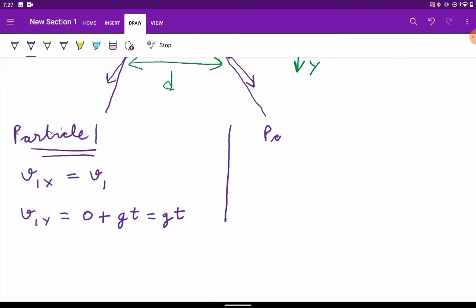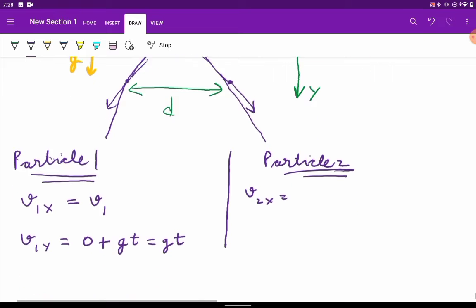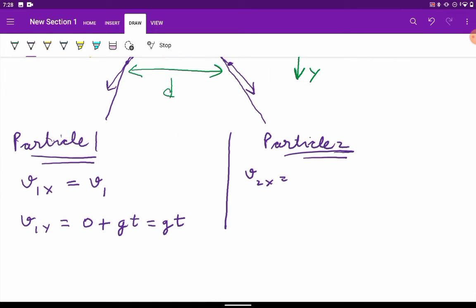Similarly, for particle 2, we have v2x equal to, and now this is important, the direction is important here. The initial horizontal velocity is in a direction opposite to that of the positive x-axis. So v2x is essentially minus v2, and v2y is again similar to v1y, which is 0 plus gt, which is again gt.